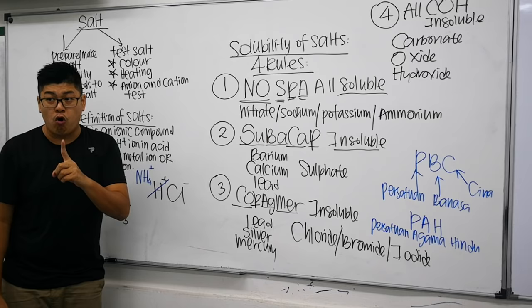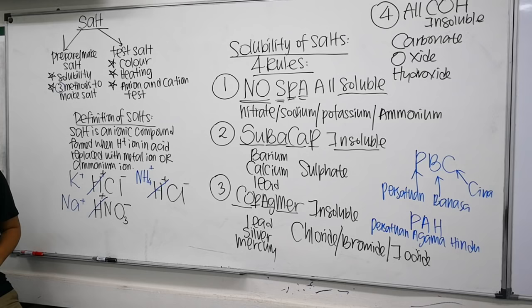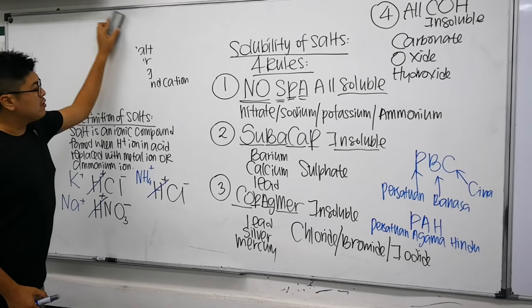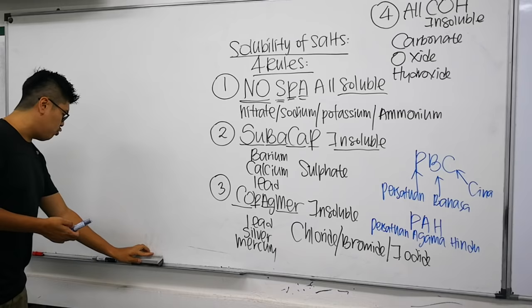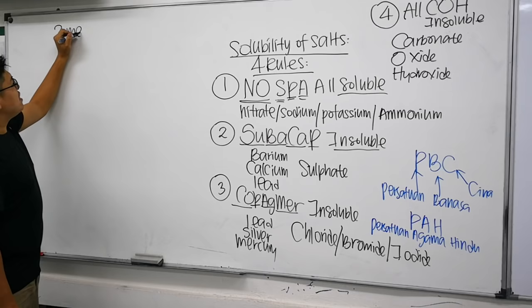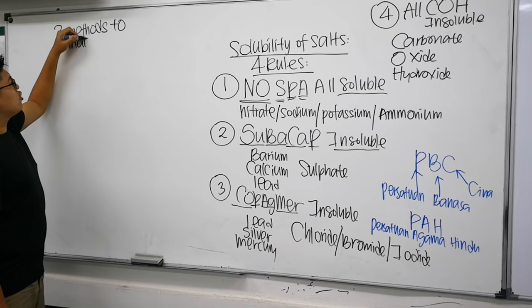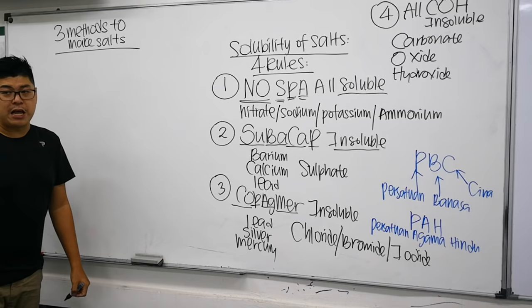Is it okay? So now I'm going to teach you a flow chart first. Just learn the flow chart and we do a few salt tests together, about 5 to 6 salt tests. Then only we move on to the technical portion. So the next thing you all have to learn: there are a total of three methods for you to make the salts. Not one, not two, not four. It's three, only three.